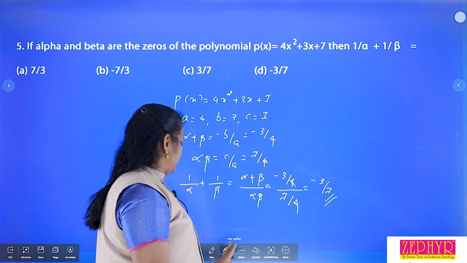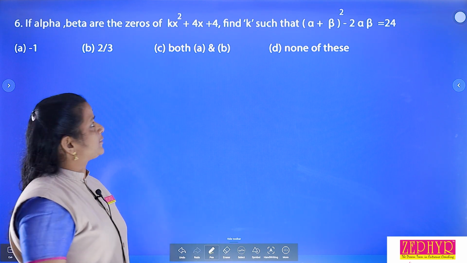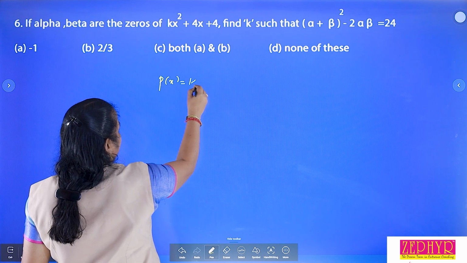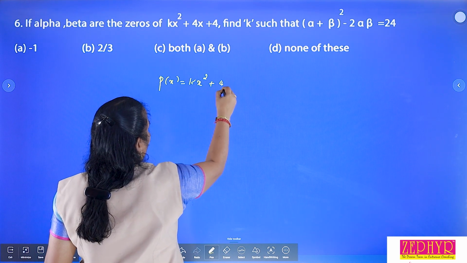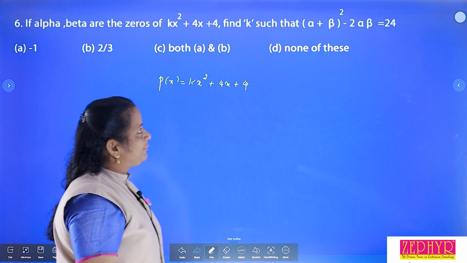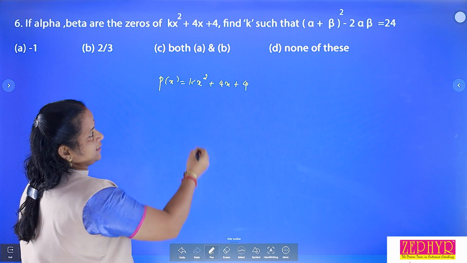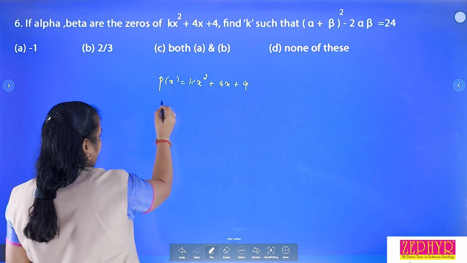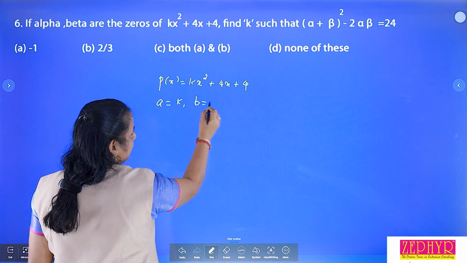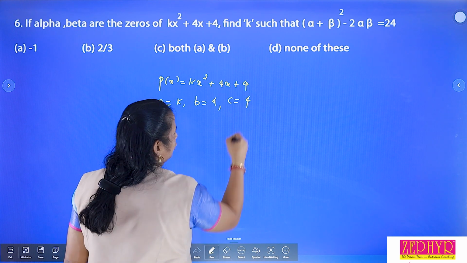Okay, the next question. If alpha beta are the zeros of kx square plus 4x plus 4. So the polynomial p of x is equal to kx square plus 4x plus 4. Find k such that alpha plus beta the whole square minus 2 alpha beta equal to 24. Okay, then here a is equal to k. What's the value of b here? b is 4 and the value of c is also equal to 4.